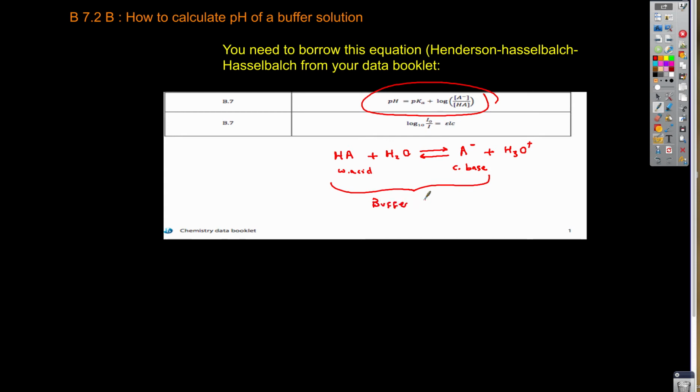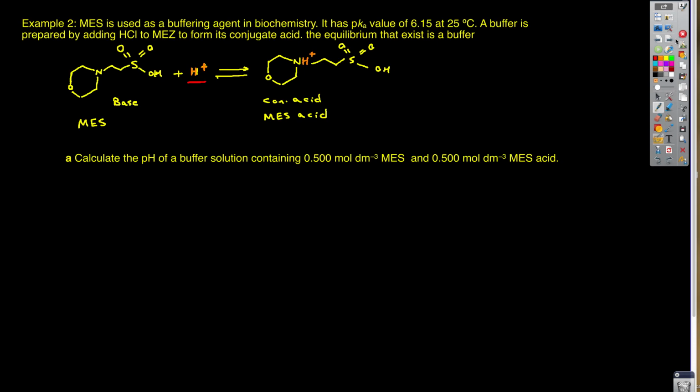And then in order to calculate this pH, I simply need to know pKa of the weak acid, and then concentration of my conjugate base, A minus. So bracket stands for concentration, divided by concentration of the acid, HA. Let's look at a typical problem.